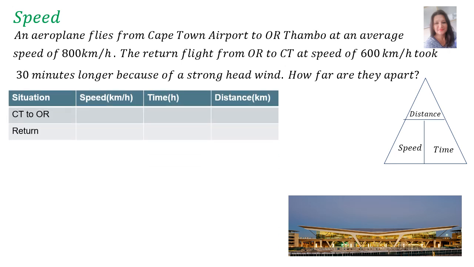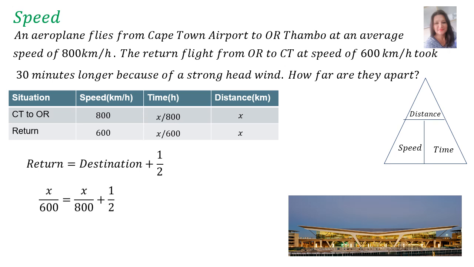Again, there's your table. So from Cape Town to OR Tambo, the speed was 800 and the return speed 600. The time is distance over speed, which is x over 800, and then the return is x over 600, and then the distance is x. Now, to set up your little equation, you say the return is equal to the destination plus a half. Therefore, it's x over 600 is equal to x over 800 plus a half.